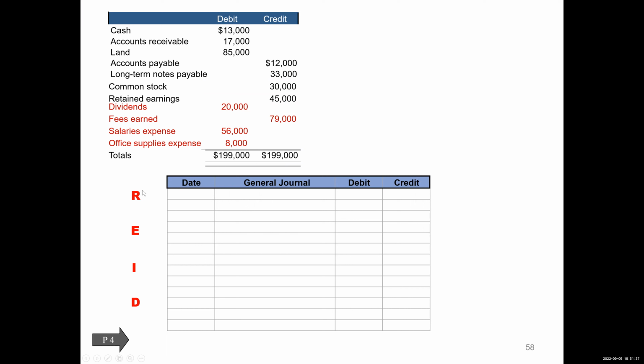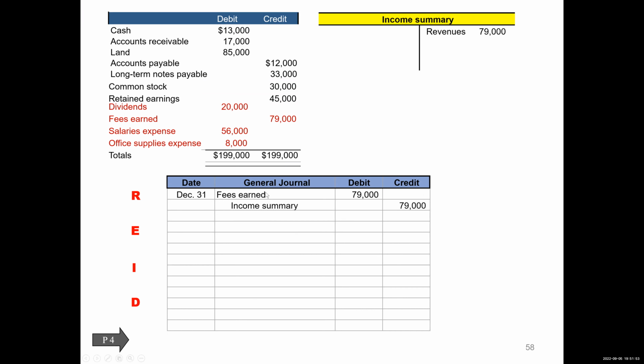Number one is R, close revenues. If you look up here, we have a credit balance of $79,000 for our revenue account. Well, how do you get rid of a credit balance? Well, with a debit. So we take it out of the revenue account, and that makes it 0. And we put that revenue into income summary. You can see we're going to run a little T account here. So right now we've closed out our revenues, and what was in revenues is now in income summary.